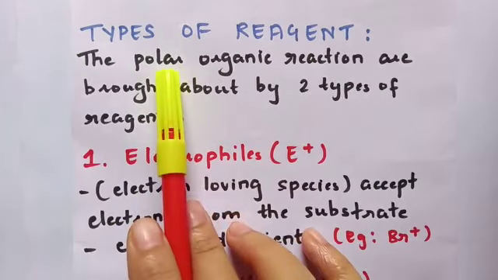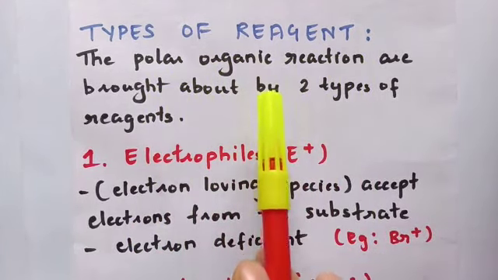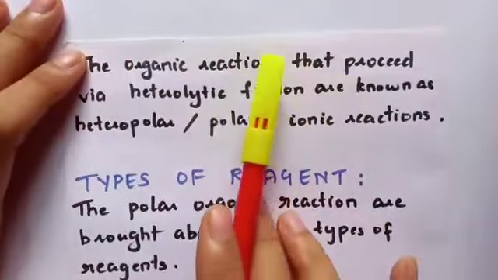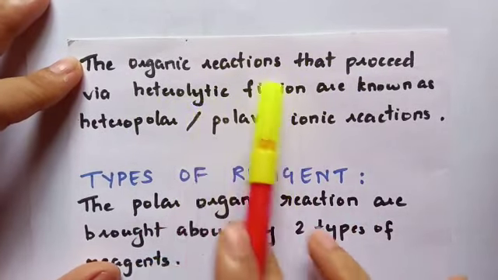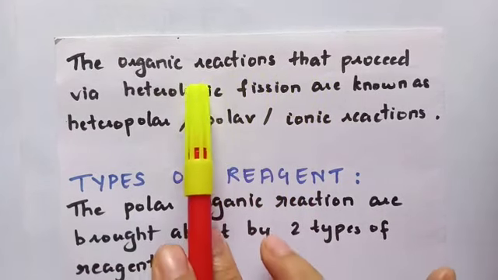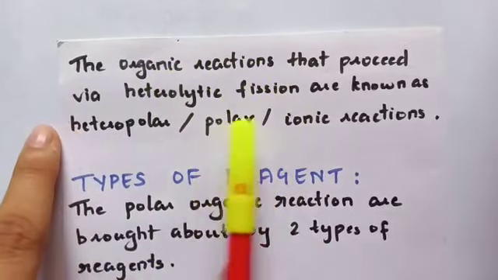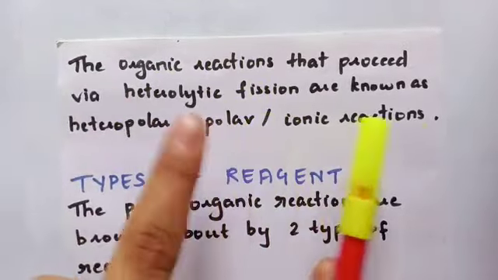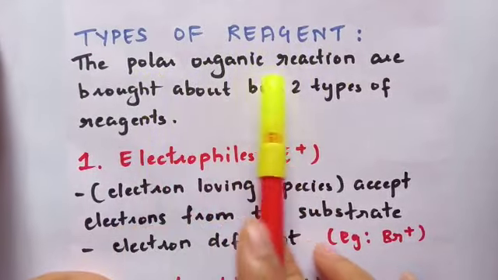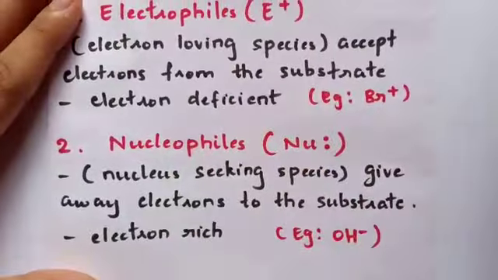So students, in polar organic reactions, the polar organic reactions are brought about by two types of reagents. If you all remember, the organic reactions which proceed via heterolytic fission, which is the topic discussed in the previous video, the reactions in which the covalent bond cleavage happens because of heterolysis, such reactions are known as heteropolar or polar or ionic reactions. So now we will be seeing what are the types of reagent in a polar organic reaction. There are two types, electrophiles and nucleophiles.